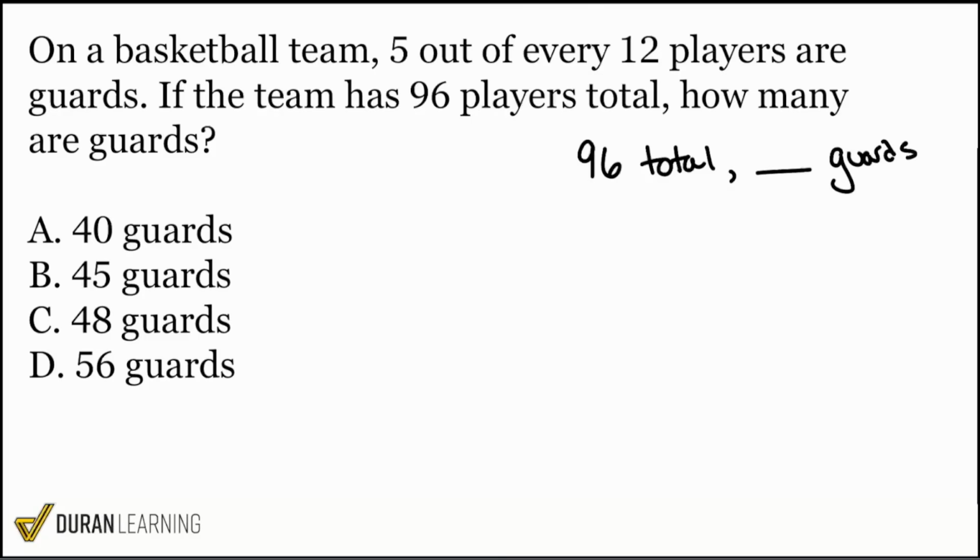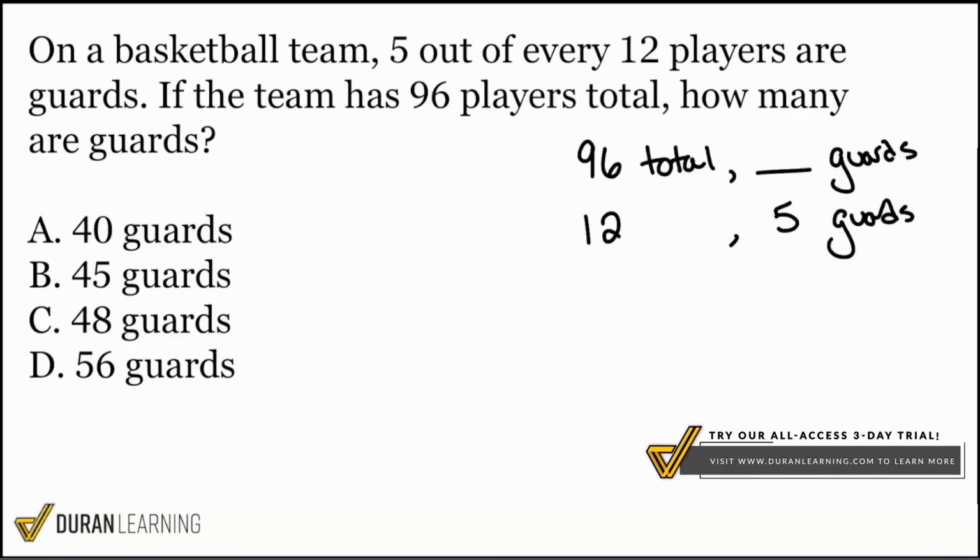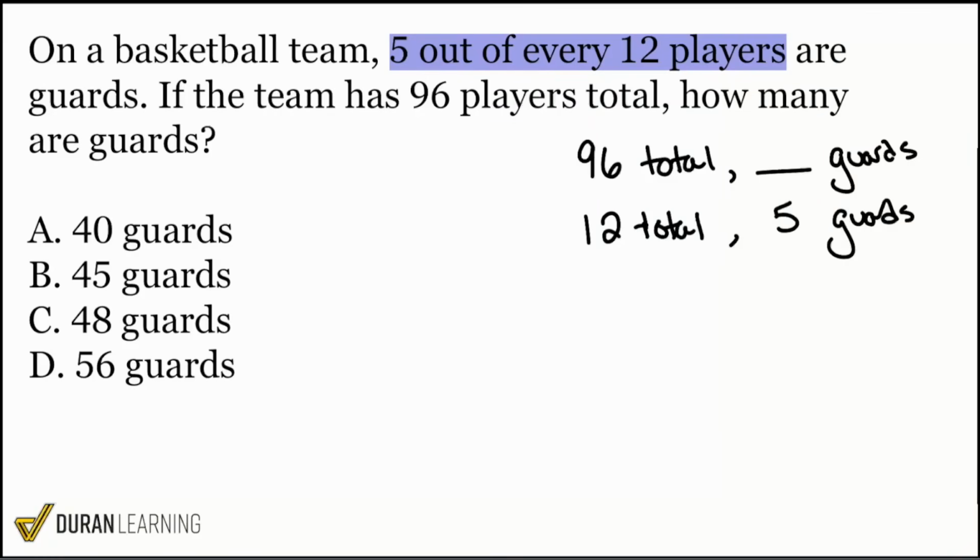So notice the 96 total that they gave us is being compared with the number of guards that we're looking for. And that's not a coincidence, because when you take a look at the first sentence, it says on a basketball team, 5 out of every 12 players are guards. So look at that. We have the same things being compared in the same way. We see total to guards. And again, 12 players total, 5 of them are guards. That's what that first sentence tells us right here. 5 out of every 12 players are guards. So for every 12 players that you have, which is a total, 5 of them will be guards.